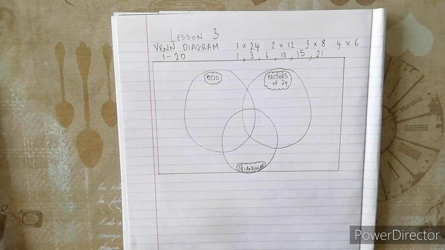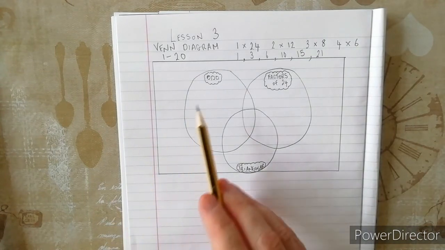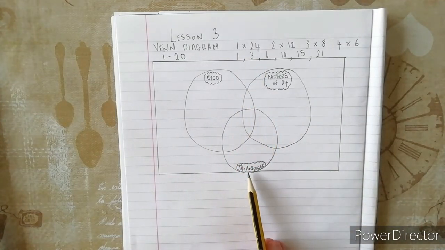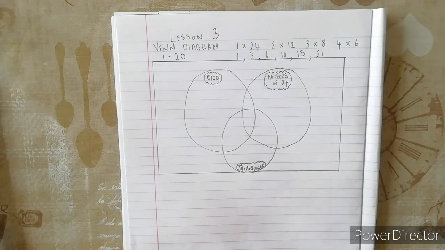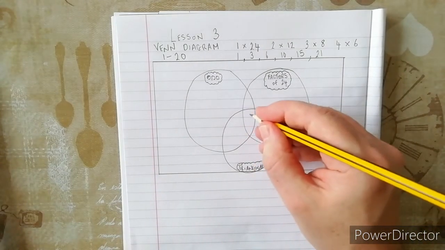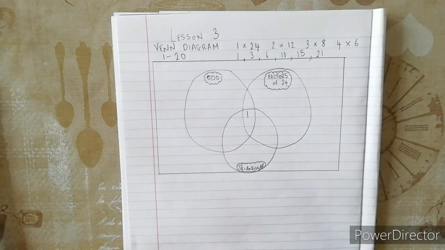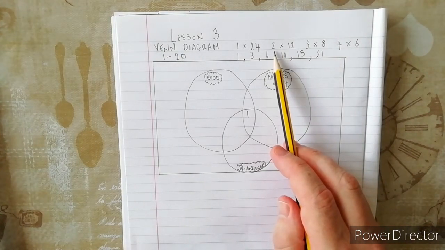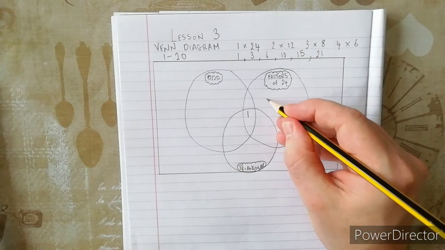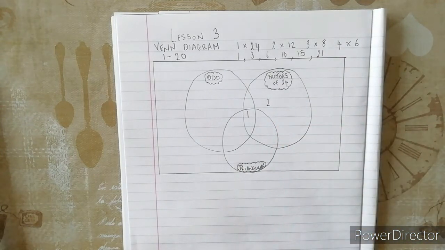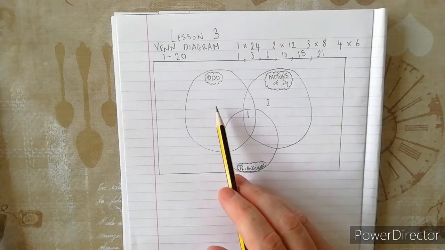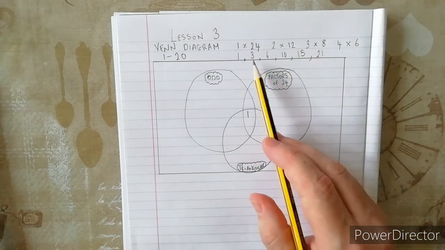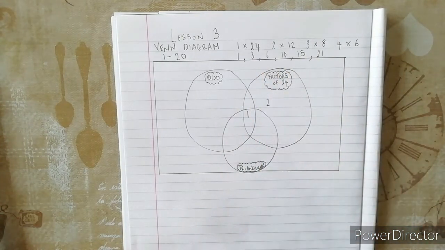Number 1. Well, number 1 is odd. Number 1 is a factor of 24. And number 1 is triangular. So it has to go in all 3 circles, and it's this area here. 2. Well, 2 is a factor of 24. It's not odd. So 2. 3. Well, 3 is odd. It's a factor of 24. And it's a triangular number.